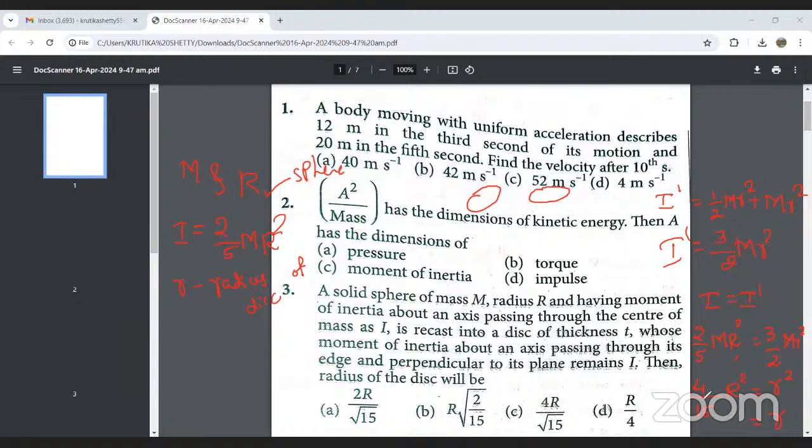So R is equal to the square root. If I take the root, this will be what? Under root of 4R square divided by 15. So 4, the square root will be 2. R square will be R. Therefore option A is the correct answer. Yes, A is the correct answer. Okay. Copy down. We will go for the next question.